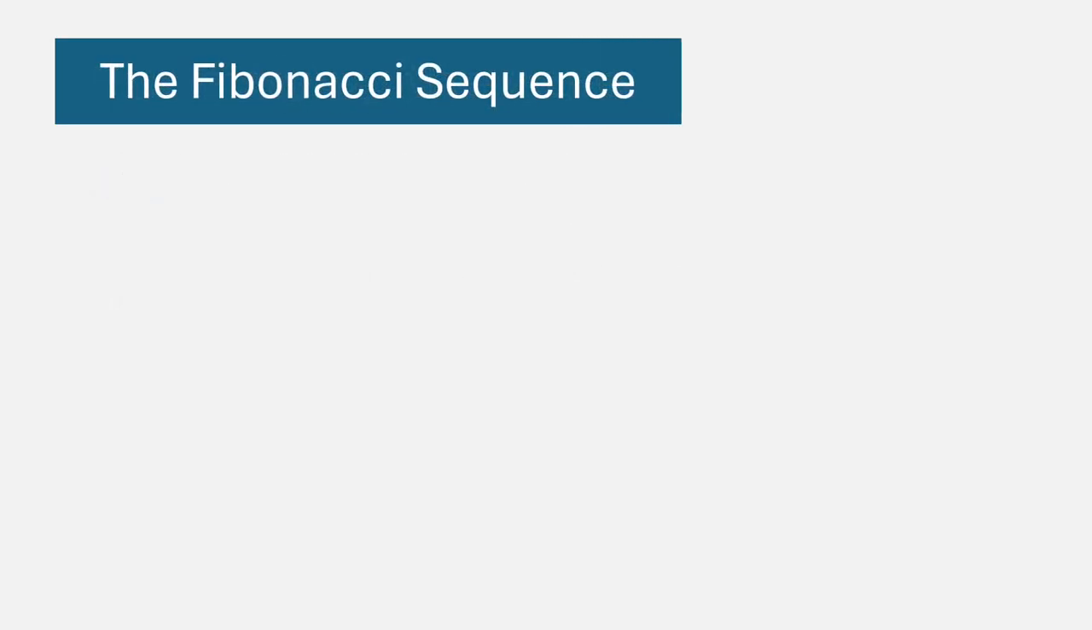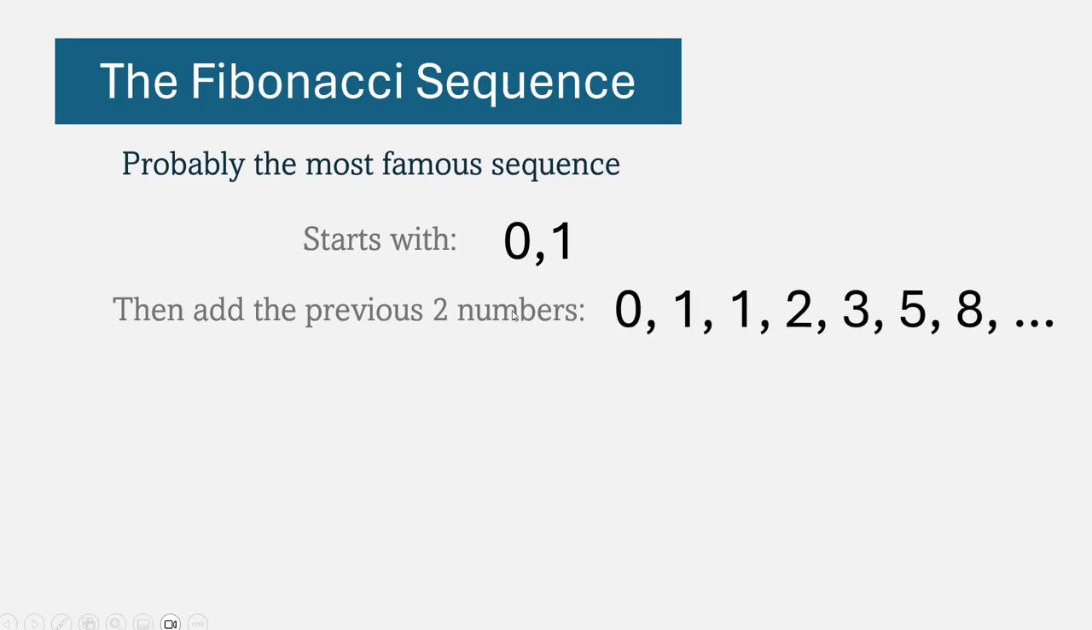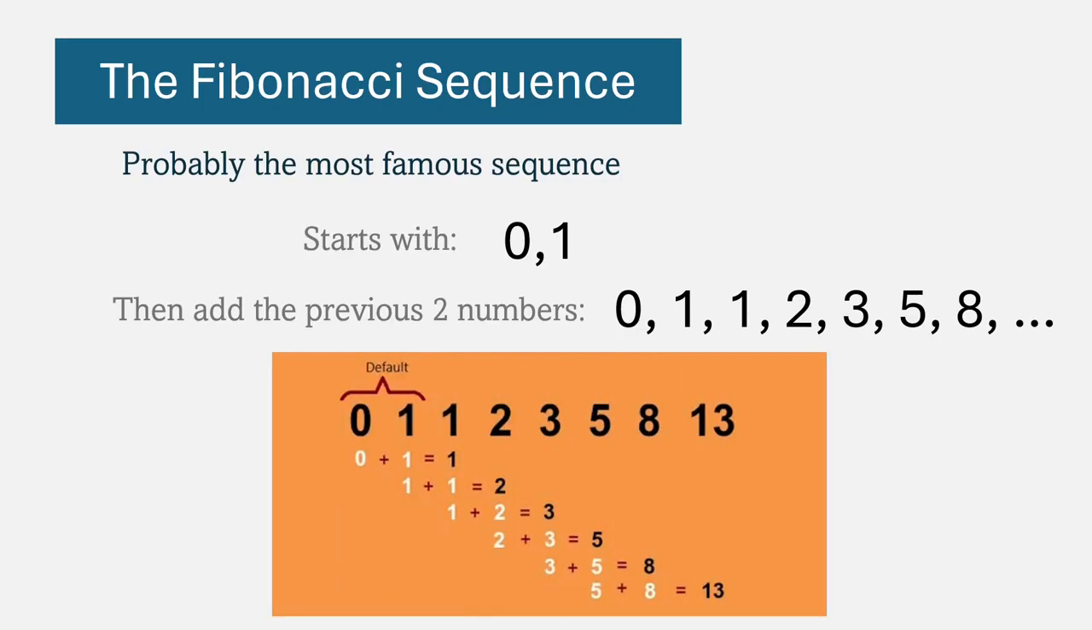Okay, the next one is a very nice one that we call the Fibonacci sequence. It's probably the most famous sequence. When we say Fibonacci sequence, it starts with 0 and 1. And the next thing that happens is we add the previous two numbers. So 0 plus 1 is 1, okay? And the next number would be the sum of the previous two numbers. So 1 plus 1 is 2, 1 plus 2 is 3, 2 plus 3 equals 5, and so on. So that's the Fibonacci sequence.